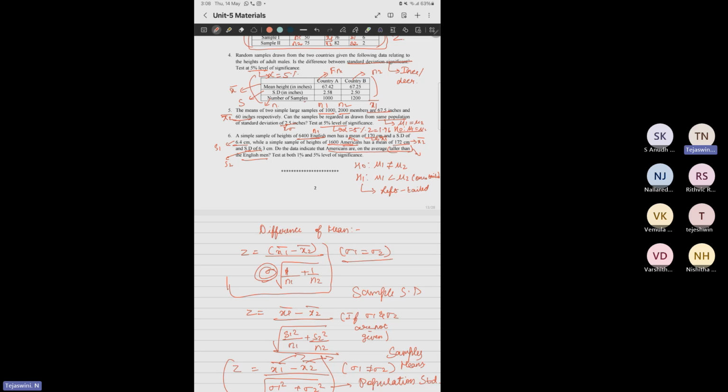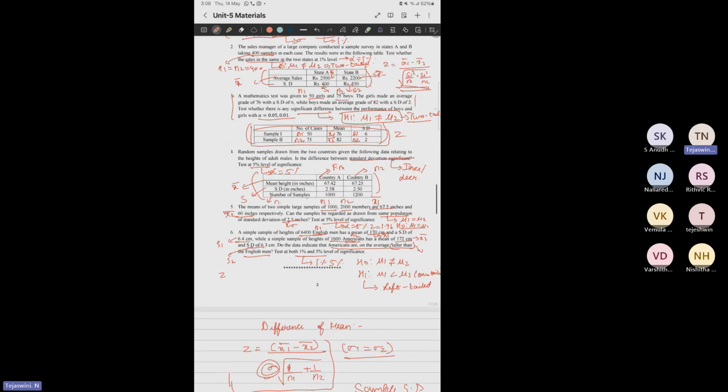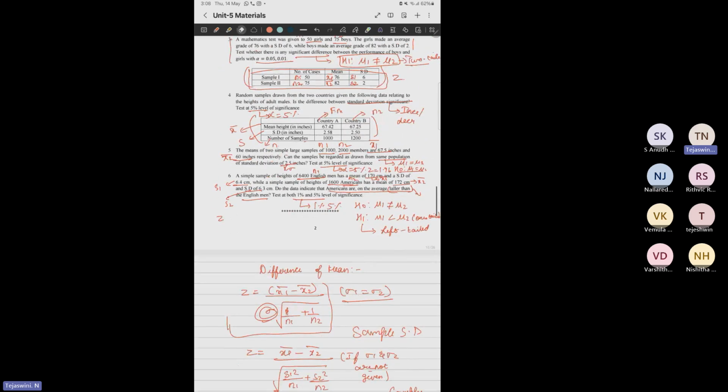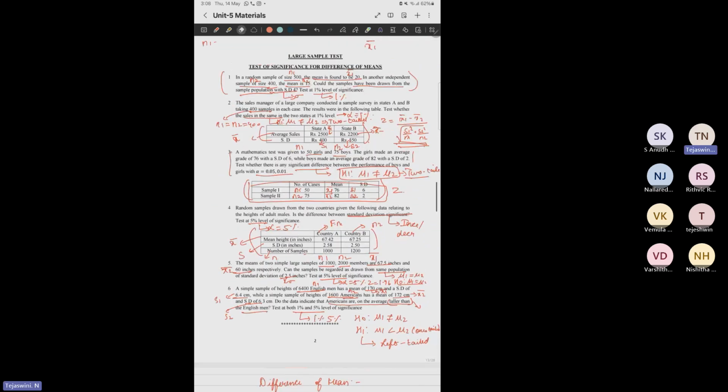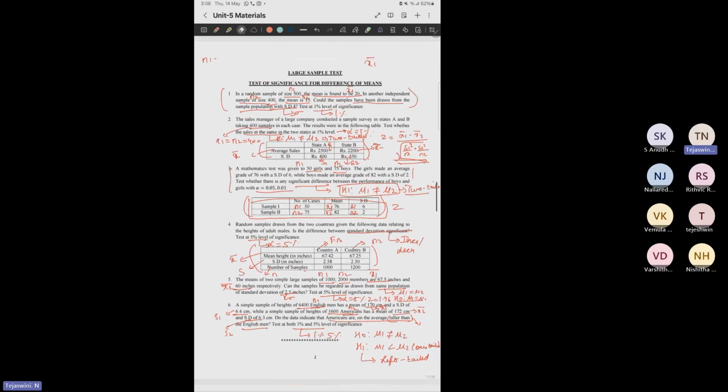So we'll have to test at both the 1% and 5% levels of significance. We can substitute in this formula, which is given over here, and then we can check the value of Z. Is the large sample test okay for everyone? Now we'll move to small samples.